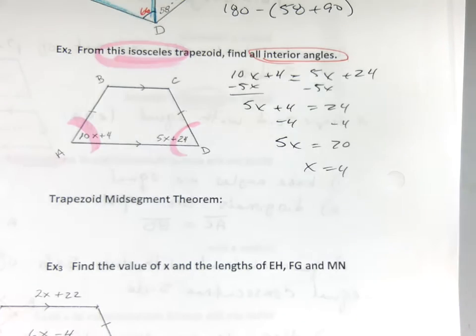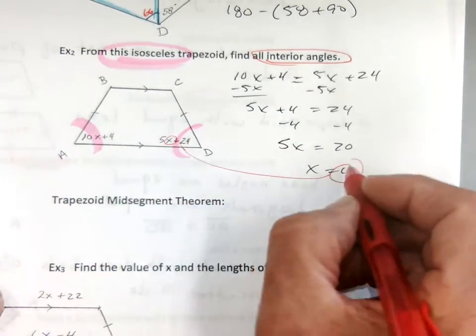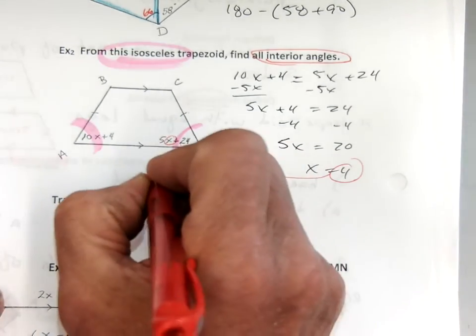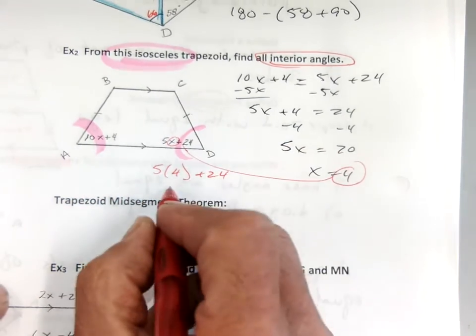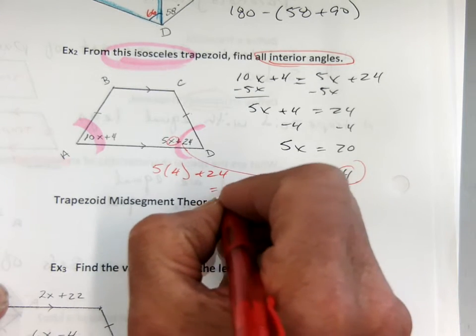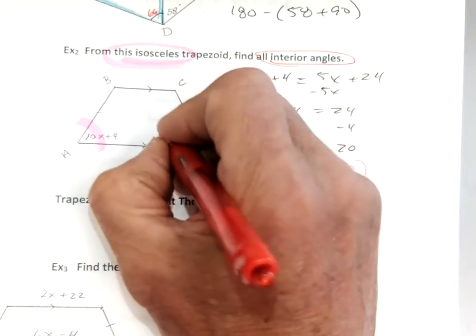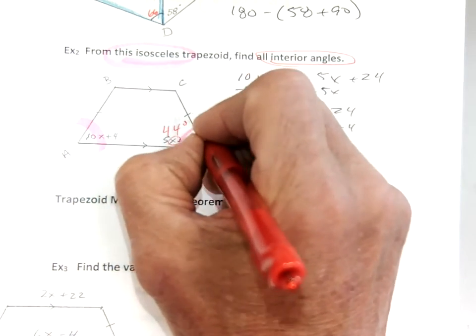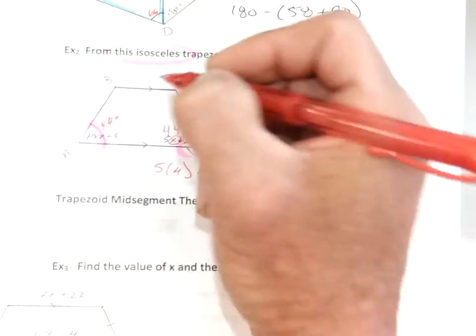All right, well, I've got x equals 4. What should I do? Plug it in. So I take the 4 and plug it in, right there. I'll go 5 times 4 plus 24. 20 plus 24 should be 44 degrees, okay? So that's 44 degrees there. That means that angle's got to be 44 degrees.